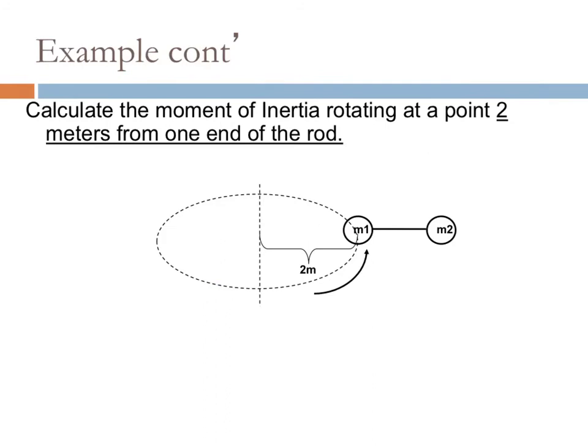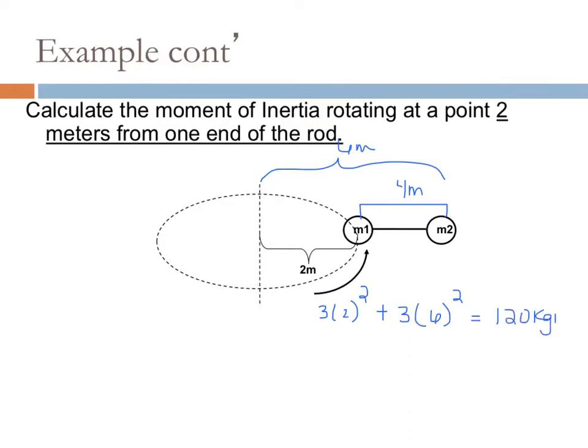For this example, we're asked to calculate the moment of inertia rotating at a point 2 meters from one end of the rod. Again, we're still looking at the same 4-meter rod, and we're still looking at the two 3-kilogram masses. So my first mass, m1, is now located 2 meters away from my axis of rotation. Remember to square that r. And we're going to add it to my mass 2, which is 3 kilograms, and it's now 6 meters away from my axis of rotation. So for this one, we should get a value of 120 kilograms meters squared.